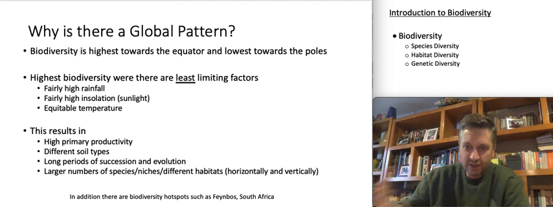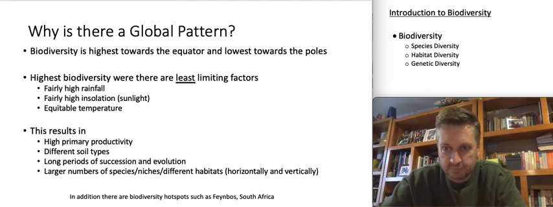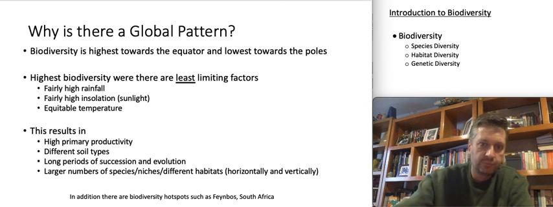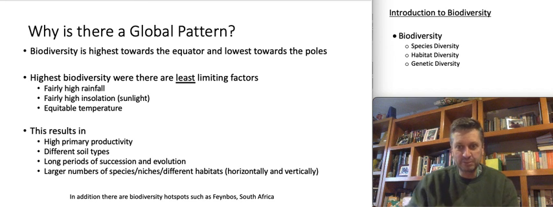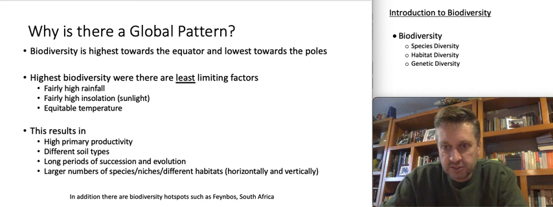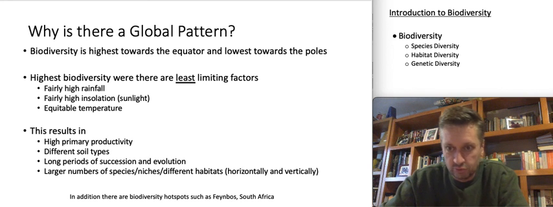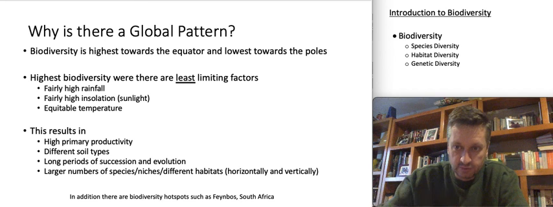Okay, and then finally, just to finish off, why exactly are there these different patterns of biodiversity, or specifically species diversity, across the planet? Well, it happens where you have the least limiting factors. Limiting factors are abiotic factors that, as the name suggests, limit growth or productivity, or in terms of this, biodiversity.